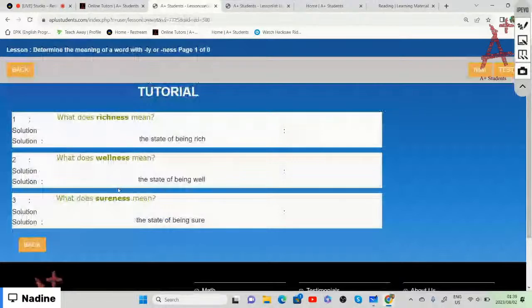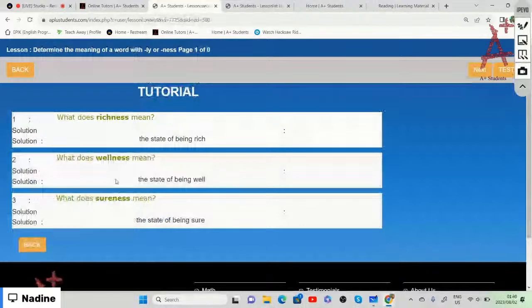All right, so now ness, right? What does richness mean? Richness. So ness means the state of being, right? So richness is the state of being rich. You have money, right? That is your good state that you are in. The fact that you have money, you are moneyed.